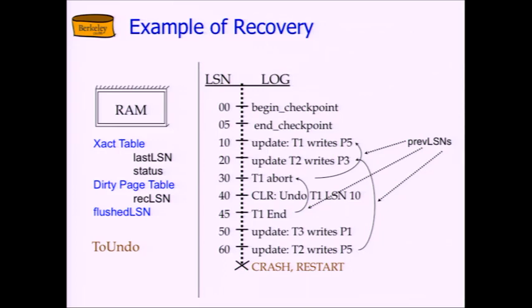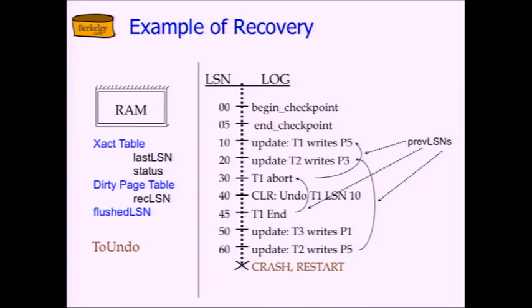record. The next thing that happens, log record 50, T3 comes along, writes P1, prev LSN is null. This is the first log record for T3. Log record 60, T2 comes along with an update to page 5. The prev LSN for 60 is 20. That's the previous LSN of T2, right? At that point, the system crashes.